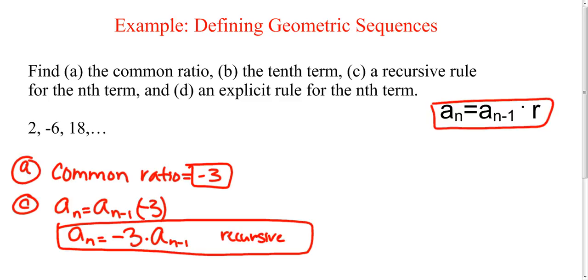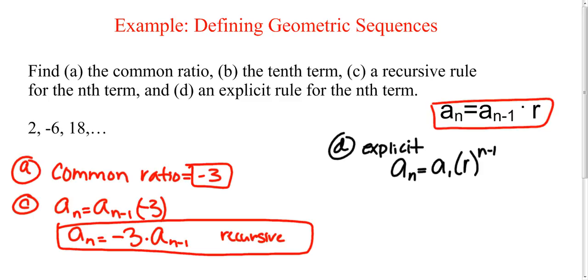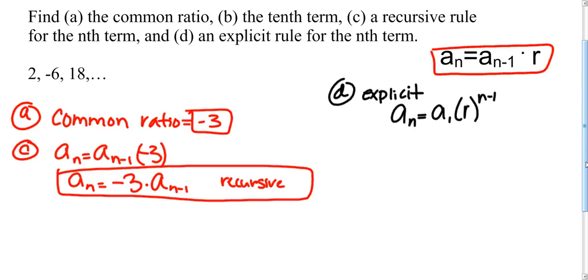Okay, then I will do part D next. Part D is asking me to find an explicit formula. The explicit formula goes a_n equals a_1 times r to the n minus 1. So if I plug in what I need to there, I would have a_n equals 2 times negative 3 to the n minus 1.